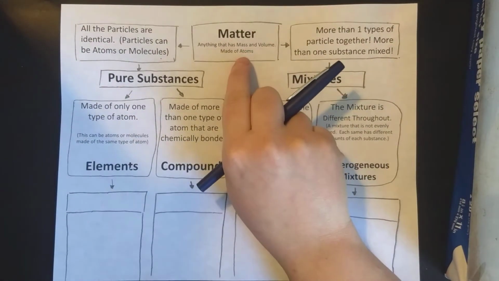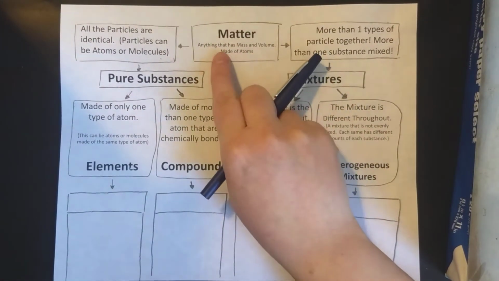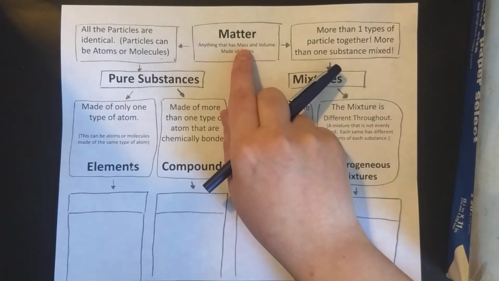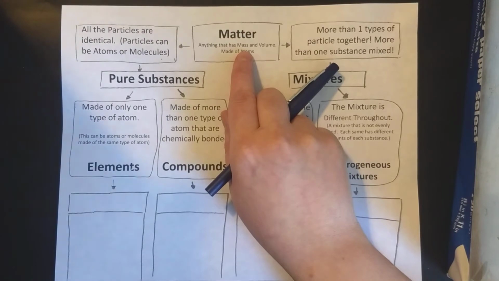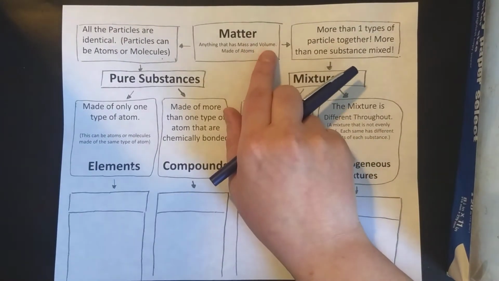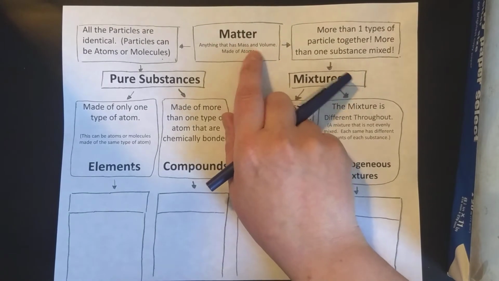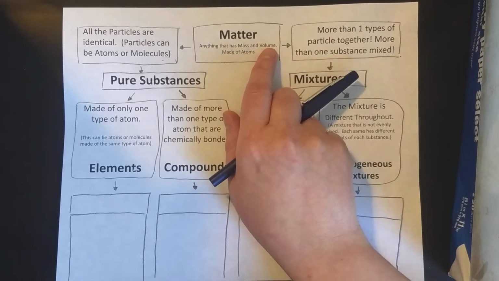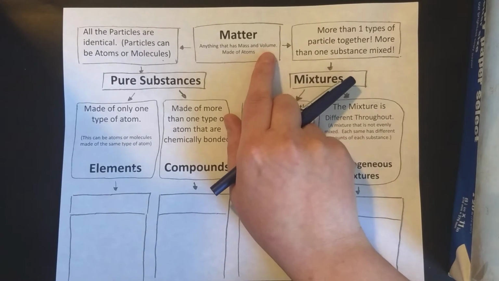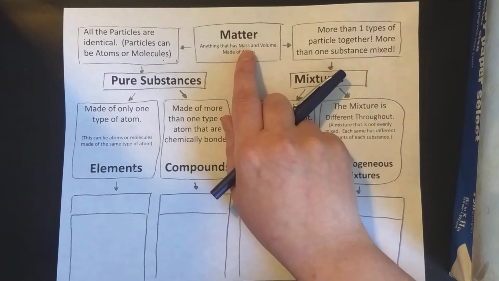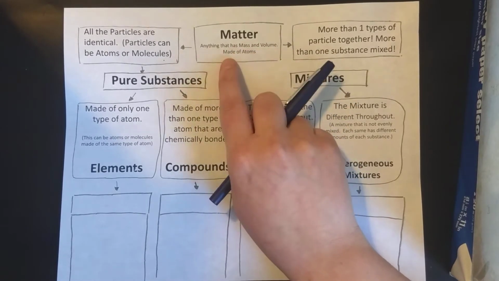Now first, we discussed this. Matter is anything with mass and volume. Remember, mass is our scientific word for weight. Okay, so it has to weigh something. Volume, it has to take up space. So if it doesn't have mass and volume, it's not matter. So something like a thought. A thought does not take up space, even though it might feel like it does in your brain, and it does not have mass, so it can't be matter.